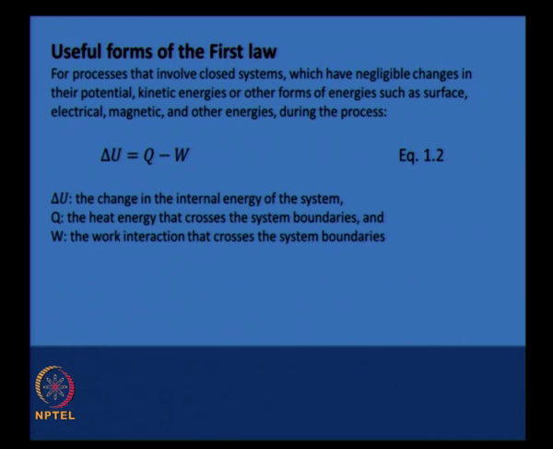This delta U is the change that occurs inside the system. Q and W are the energy interactions across the system boundaries. What happens inside is being related to what crosses the system boundaries. For a differential process, we can write the first law as dU equals dQ minus dW, where these d represent the differentials.